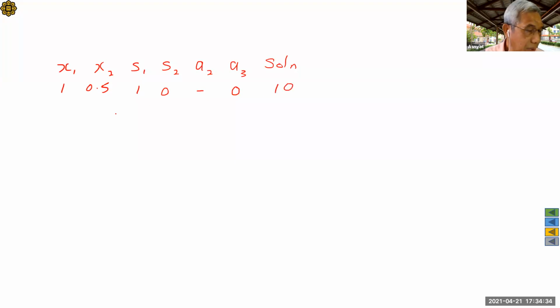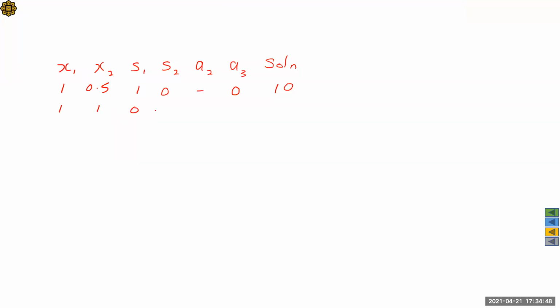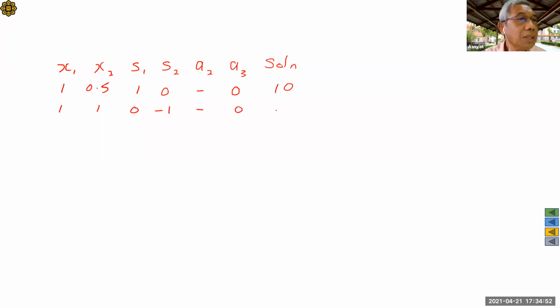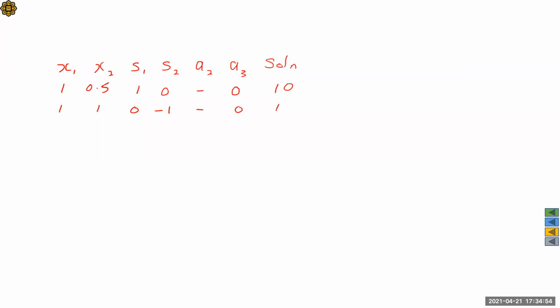Remember the new pivot row? What was the new pivot row just now? 1, 1, 1, 0, minus 0, 1, dash, 1, 0, dash, 0, and then the solution? 12. 12, right?